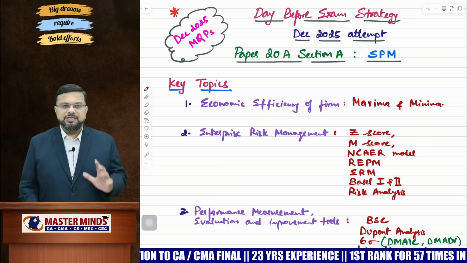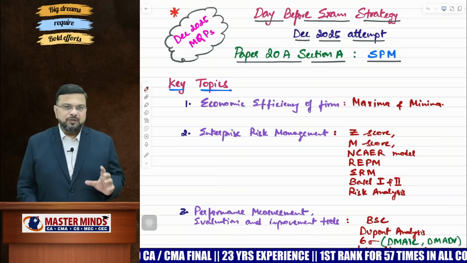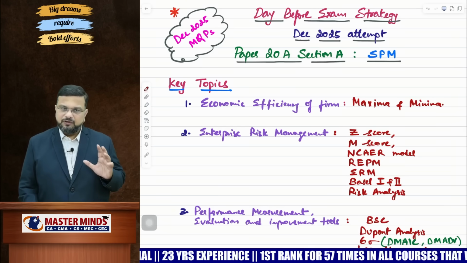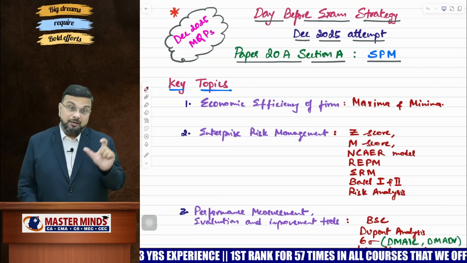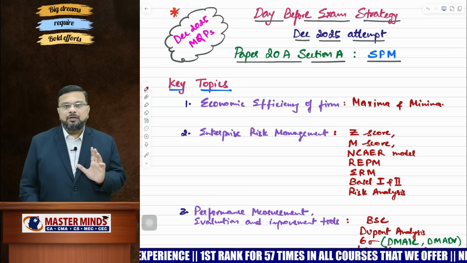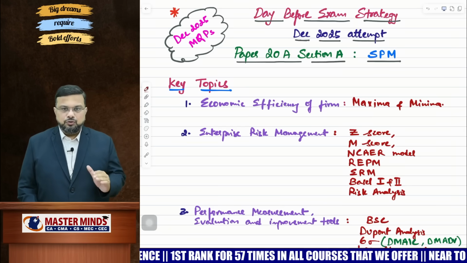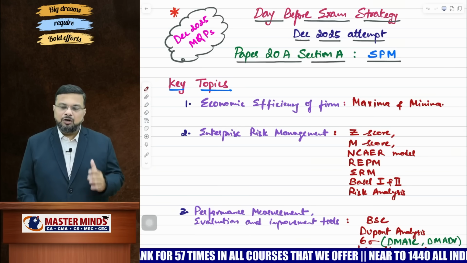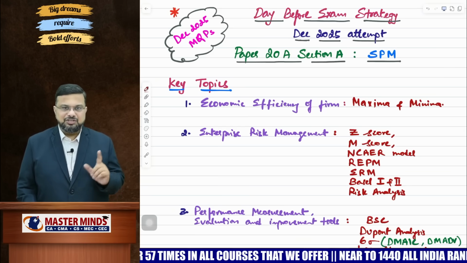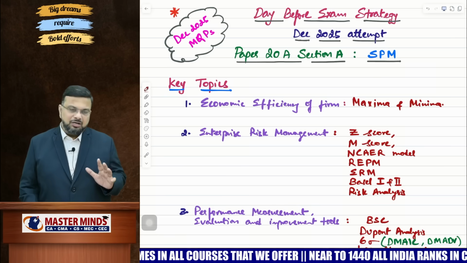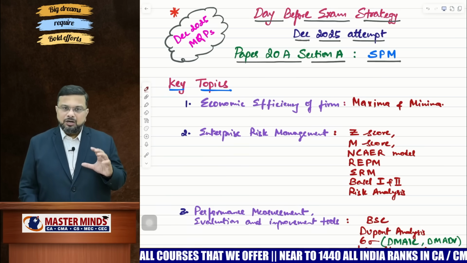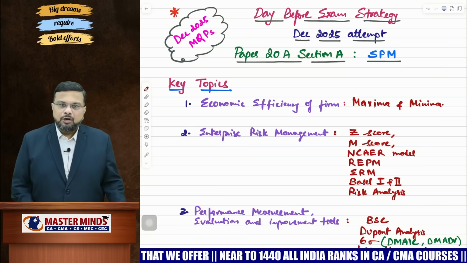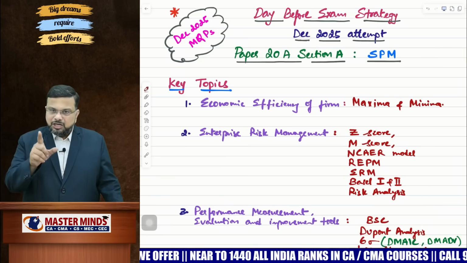So what are the key topics that you need to focus on? First one, please go through maximum minimum problems when it comes to economic efficiency of the firm. That is the most important topic in that particular module or chapter. Once it is done, then please go through Z-score, M-score, NCAER model, all which are covered in the last chapter, that is enterprise risk management. Based on the importance and priority, I have given this serial number. Whatever topics are very important in each chapter, I have also mentioned here.